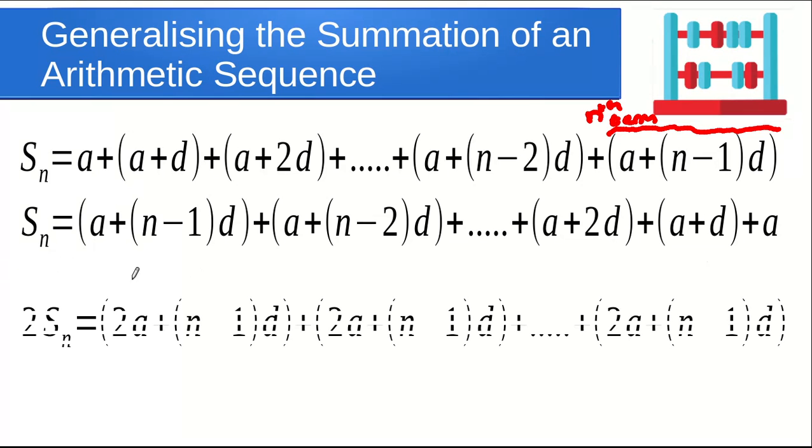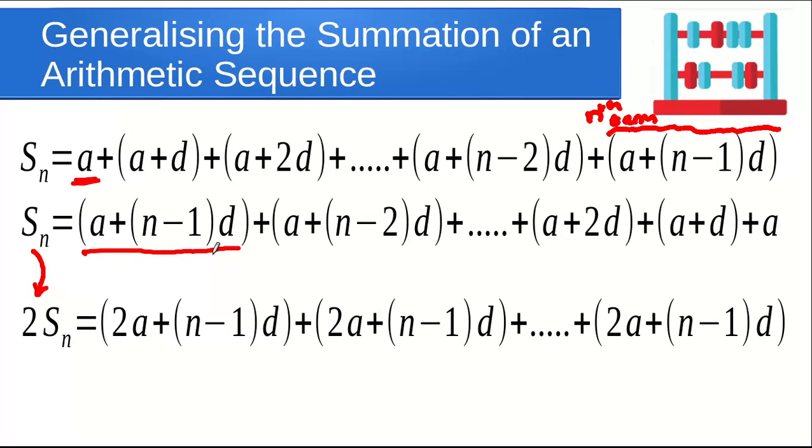And now what we're going to do is add those two together. We're simply adding the left-hand side and the right-hand side. Now, when you add Sn plus Sn, you're going to get 2Sn. But now, if we just add this one to this one, if you add a plus n minus 1 d, do you agree that goes to 2a plus n minus 1 d?